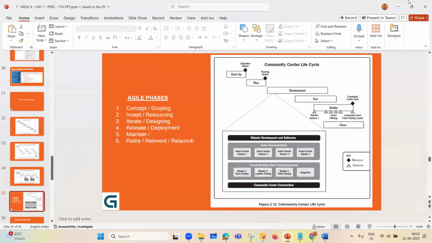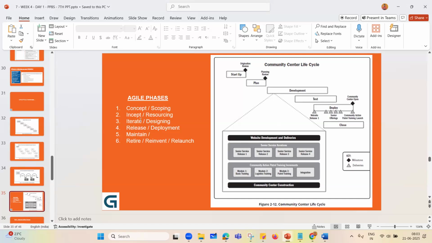Now here we are entering into Agile. Understanding Agile phases. First, we need to remember the phases of Agile. First it has to be conceptualized, the concept has to be cleared, and requirements have to be defined. This conception phase is also known as scoping. Also known as what, everyone? Scoping.